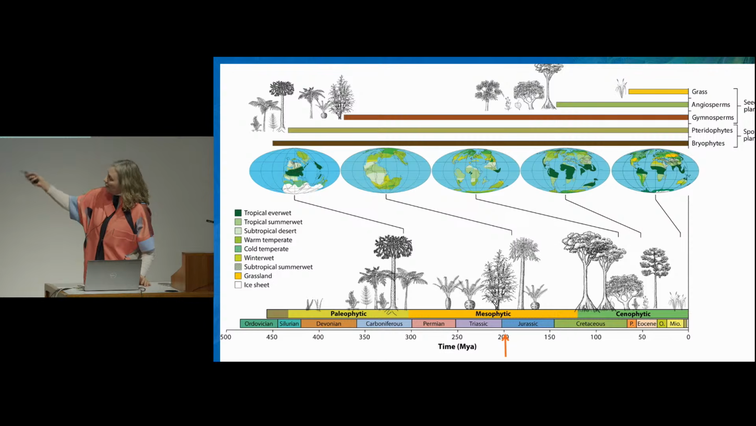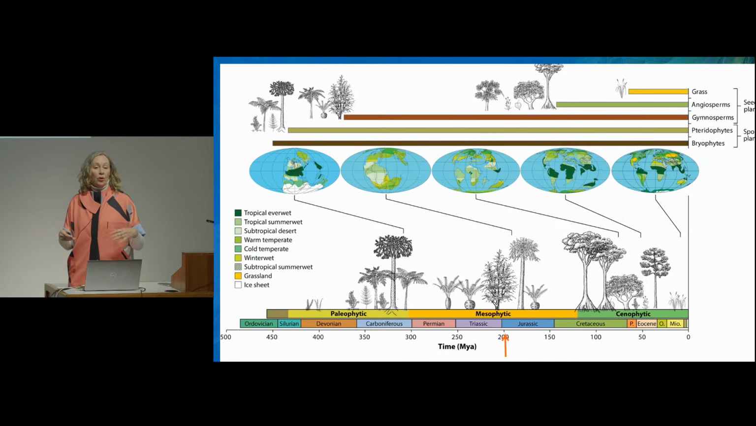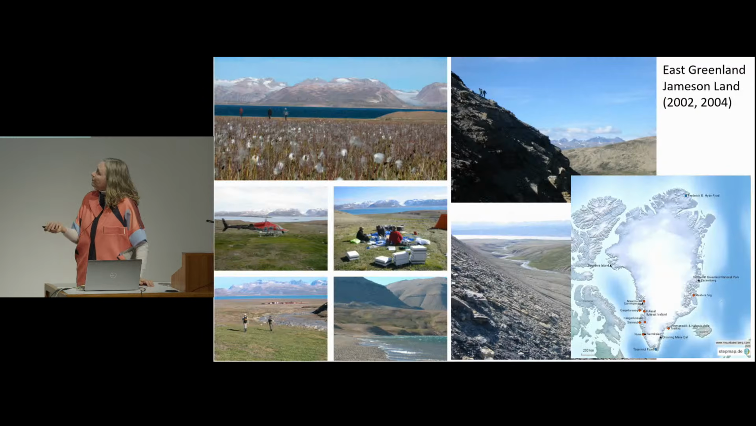So again, the red arrow, we're on the boundary of the Triassic and Jurassic. Now you have an Earth which is dominated by seed plants. Plants which reproduce by spores, the ferns and the lycophytes, they are still present, but they're not as dominant. The seed plants are the dominant portion of the forests.